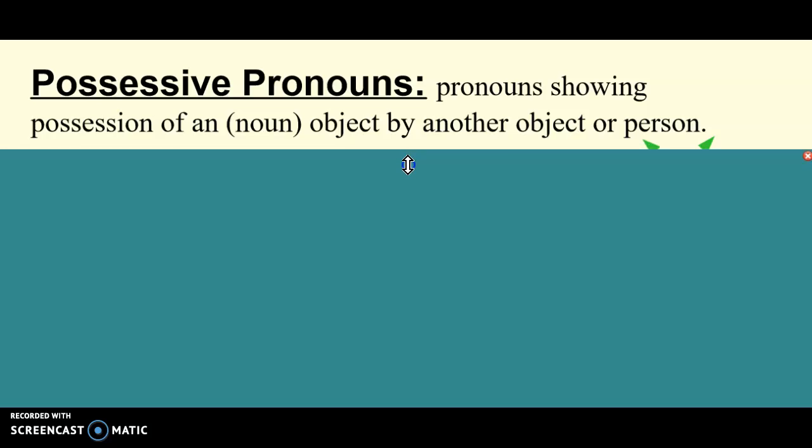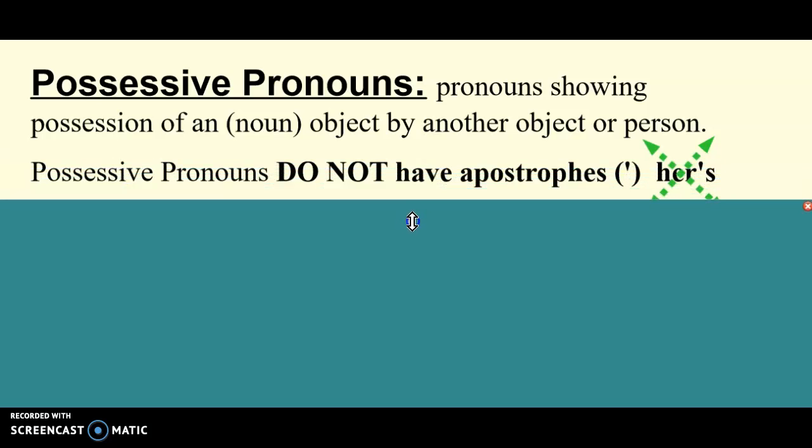Some important things to know about possessive pronouns is that possessive pronouns do not have apostrophes. Okay, so we wouldn't say hers with an apostrophe S. If I were to use the person's name instead of a pronoun, then I would use an apostrophe S. So if I said Sally's house or something along those lines to show possession, then yes, I would put Sally apostrophe S to show that it belongs to her. Okay, but when we're using pronouns, we are not going to use apostrophes.